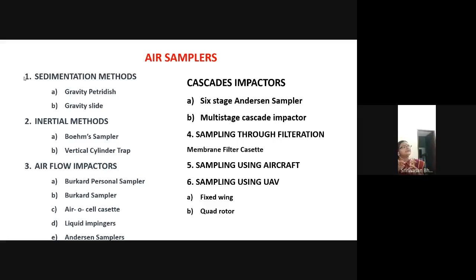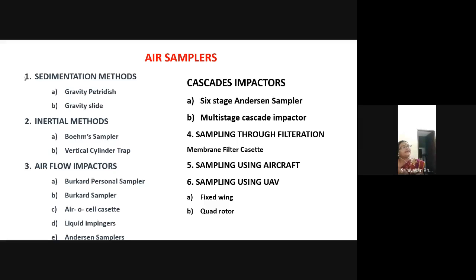And next is the inertial methods. In the inertial methods, the wind which carries the microorganisms gets settled onto the sticky surface of the sampler, whether it is a slide or a strip. So in these inertial methods, we are going to study about the Boehm sampler and the vertical cylinder trap.